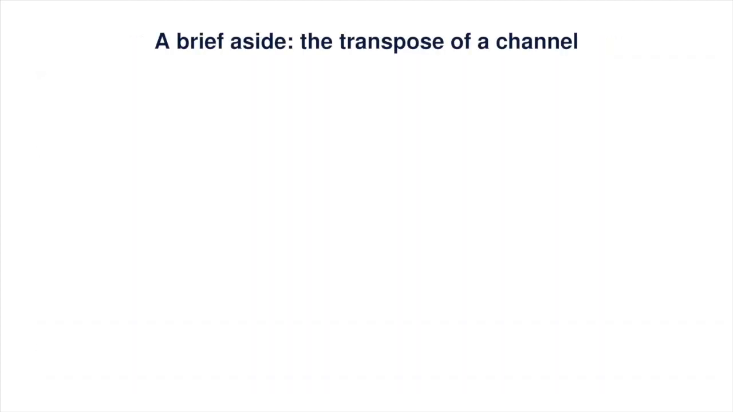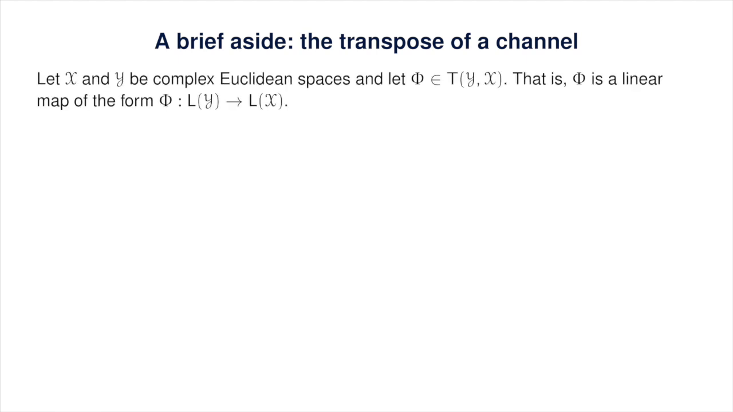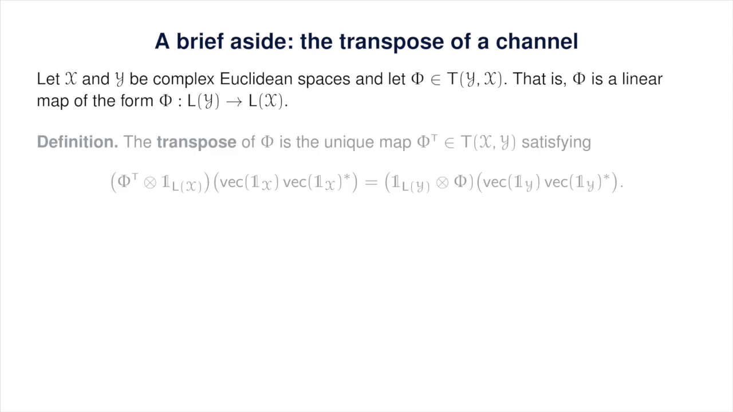In order to explain this, it's going to be helpful to make use of the notion of the transpose of a channel, or the transpose of any linear map from square operators to square operators for that matter. So let's assume that phi is any linear map from linear operators acting on y to linear operators acting on x. We'll define the transpose of phi to be the uniquely determined linear map from L of x to L of y that satisfies the equation that you see here.